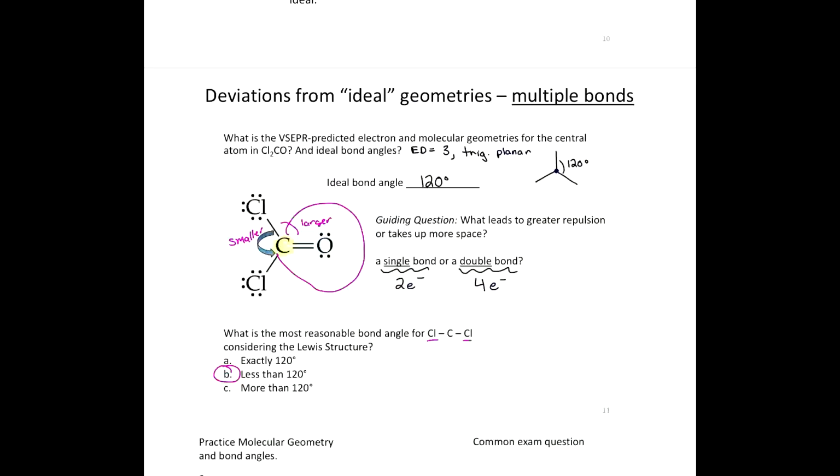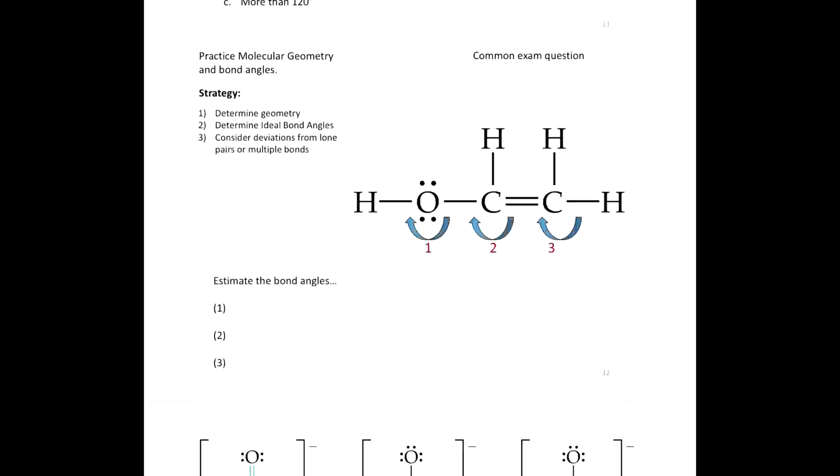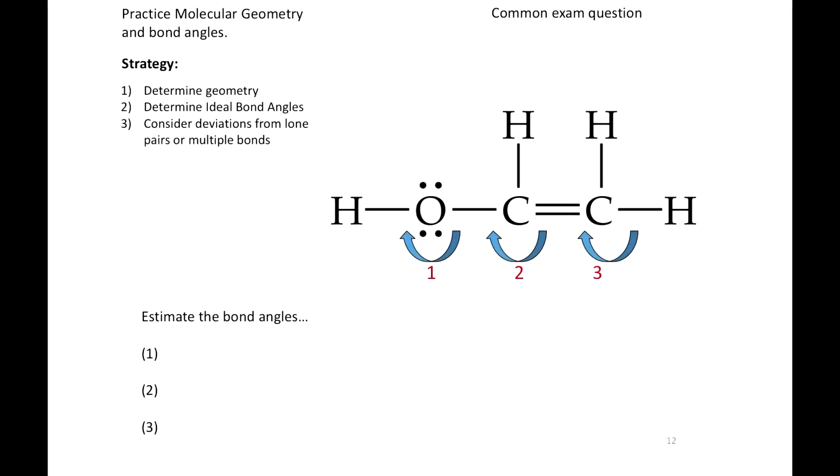So this is a common exam question that we see, all right? It's like, order these 3 bond angles in order of degrees, right? So let's just go about the strategy here. I have 3 different bond angles marked, and we want to determine what each bond angle is. So we need to consider, 1, the ideal bond angles and any deviations away from those ideal bond angles.